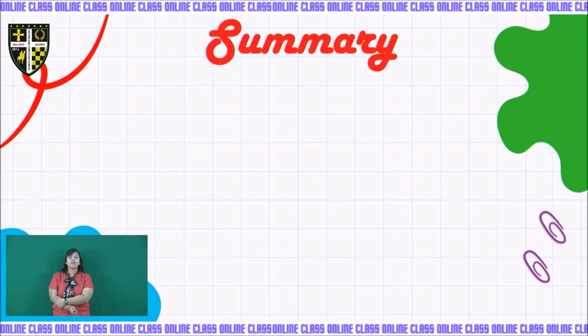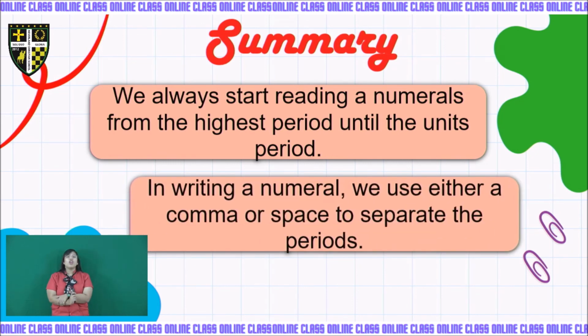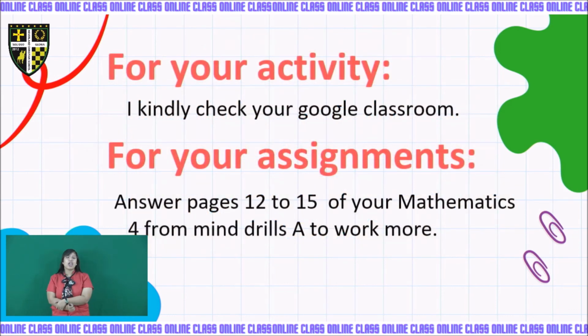So for the summary, we always start reading numerals from the highest period until the unit period. And in writing a numeral, we use either a comma or a space to separate the periods. So for your activity, kindly check your Google Classroom, and for your assignment, answer pages 12 to 15 of your mathematics from Mind Drills A to Work More.